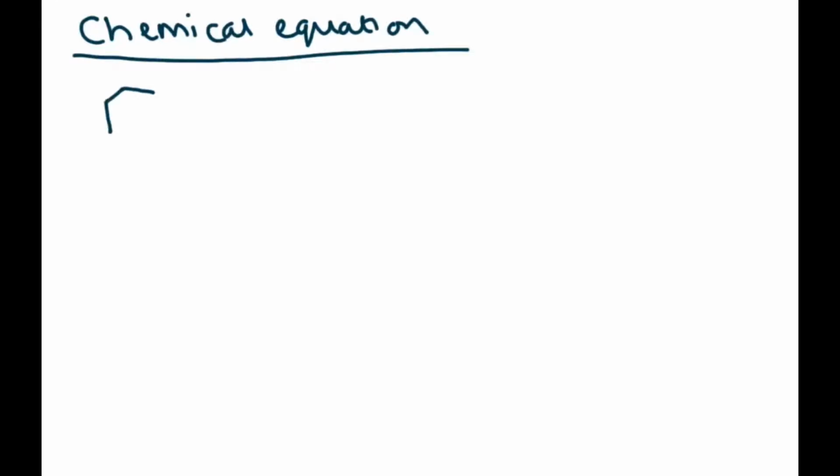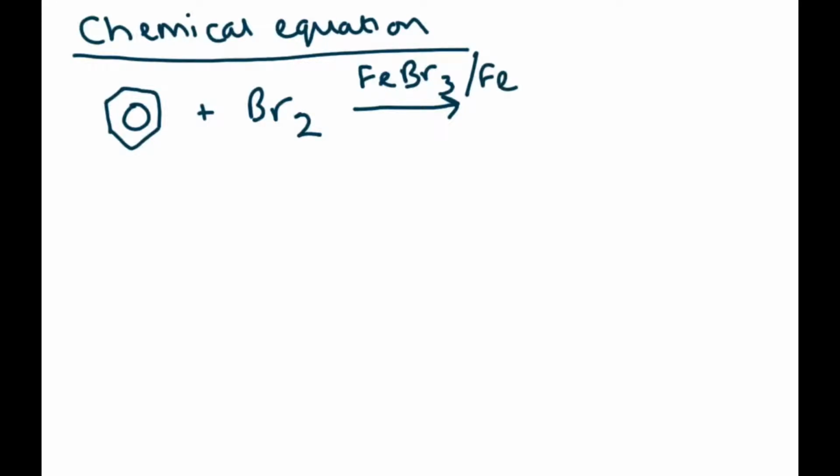So, let's start with the chemical equation first. When you've got benzene and bromine, yeah? Okay, we need a catalyst to make this reaction happen. Remember that we write the catalyst over the arrow, so we're going to use FeBr3. We don't have to use FeBr3. We could use something like Fe as well, but for this moment I'm going to talk about FeBr3.